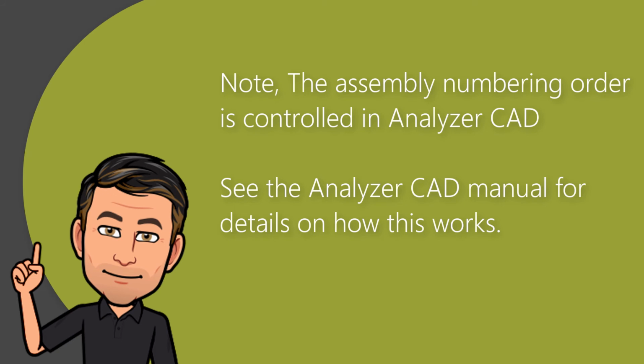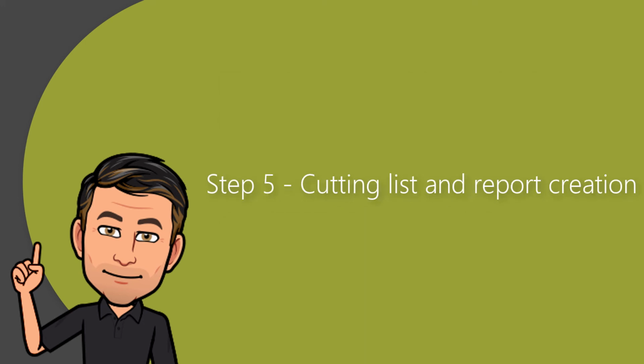Note: the assembly numbering order is controlled in Analyzer CAD. See the Analyzer CAD manual for details on how this works. Step 5: Cutting list and report creation.